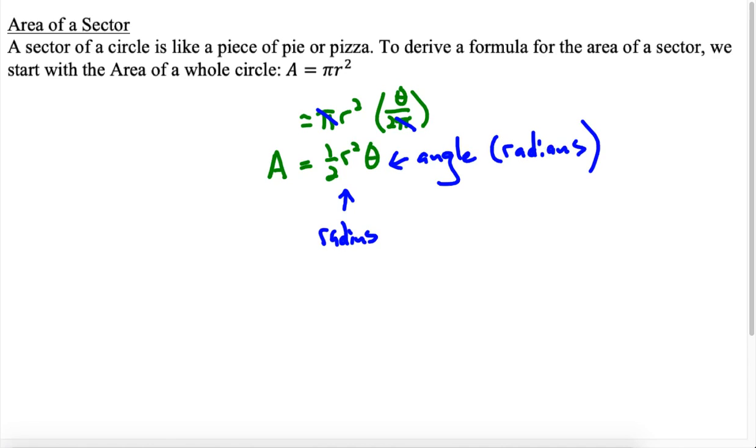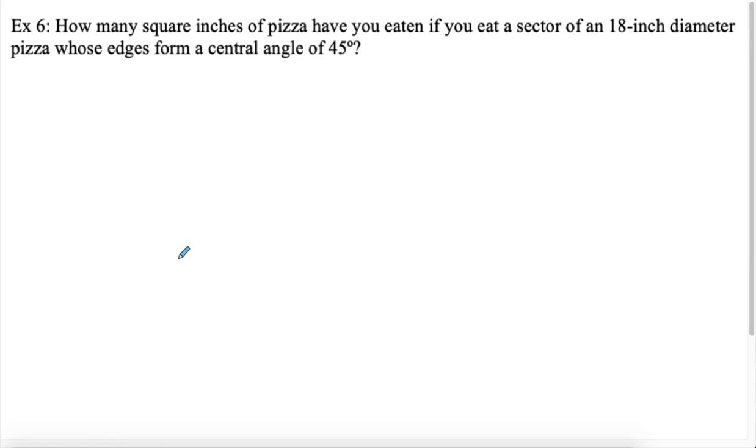Okay, so let's finish with a quick example here. Let's say we want to figure out how many square inches of pizza you have eaten if you eat a sector of an 18-inch diameter pizza whose edges form a central angle of 45 degrees. So let's write down our formula here and see what pieces we need. So 1/2 r squared theta. So we need the radius. Well, we're given the diameter. Radius we know is half of the diameter. So if the diameter is 18, the radius is 9.